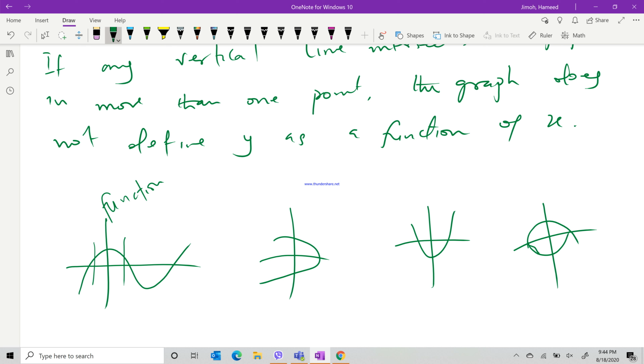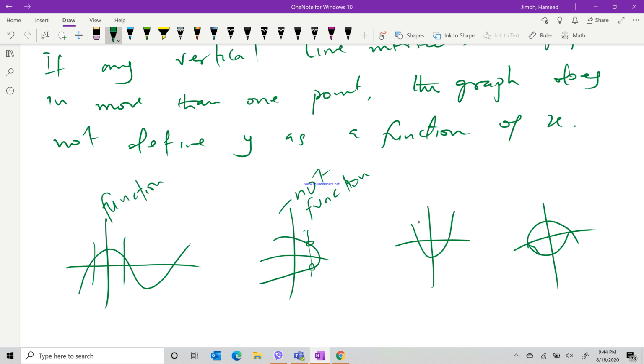If you look at this one, for example, if I pick any point, let's say this point, and I draw a vertical line, this vertical line intercepts this point and this point on the graph. And so it intercepts the graph at more than 1 point. So this is not a function. So this does not define y as a function of x.